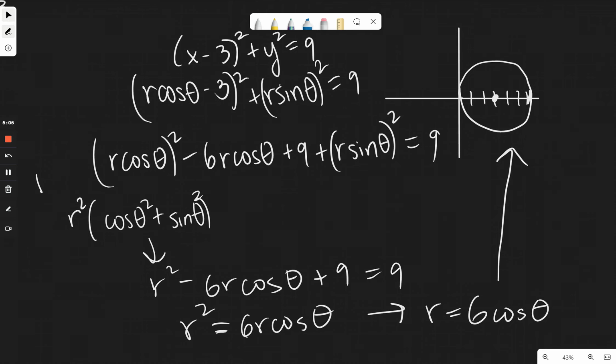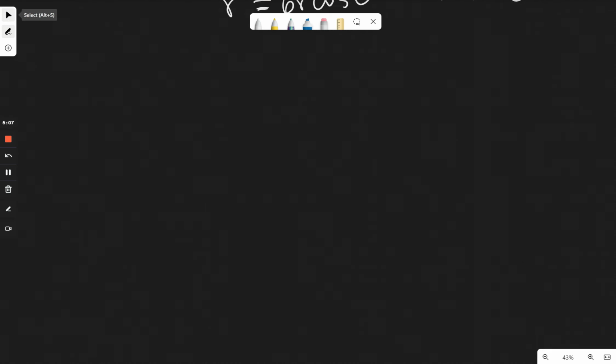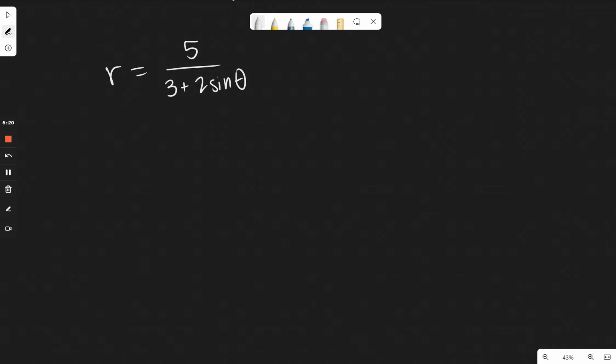Okay, now let's do an example of the other way around. So let's say we have something like r equals 5 over 3 plus 2 sine theta. Well, we know that y equals r sine theta, and so we know that sine theta is equal to y over r, which is important.